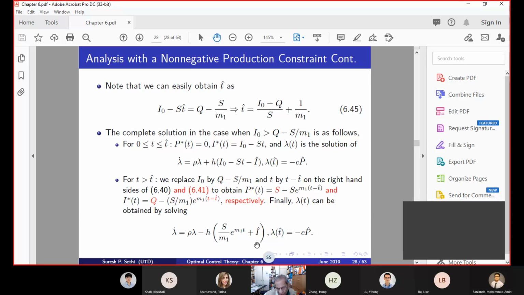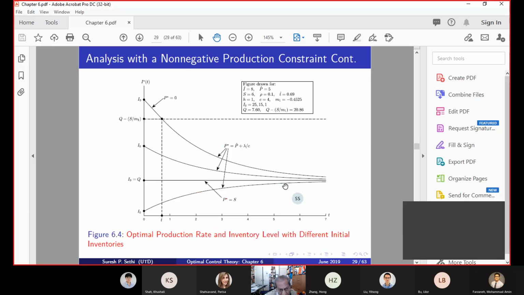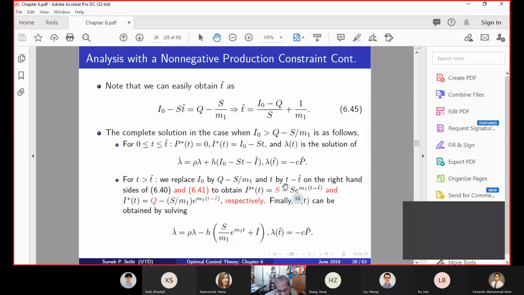Okay. So then we have lambda t hat equal to minus c p hat, and that can be solved. This is easy to solve. I didn't give a solution, but that can be solved to find lambda t, because it's a linear differential equation. So I didn't solve it, but it can be solved.